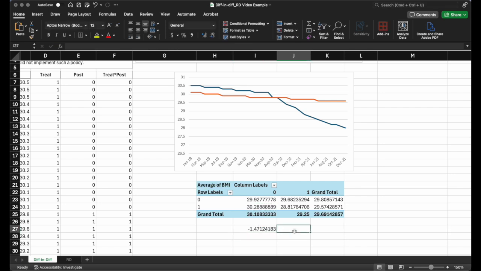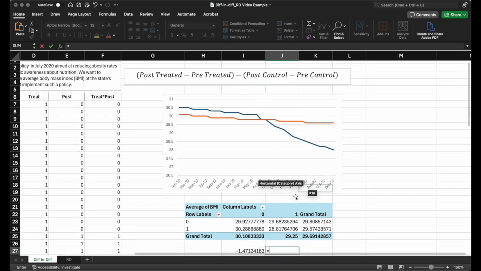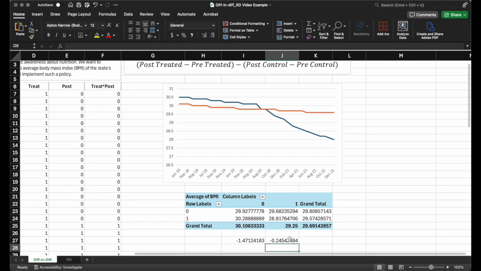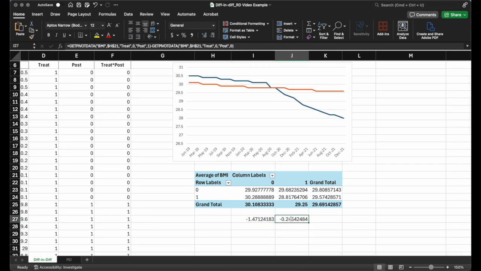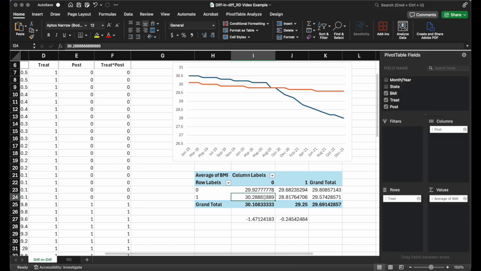And then the second difference is post-control minus pre-control. Okay, so we have each of our differences here. One thing I'll note is that mathematically it doesn't matter if you subtract this minus this, and this minus this, or if you go this way, this minus this, this minus this.